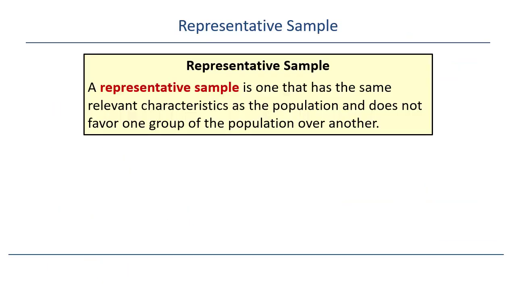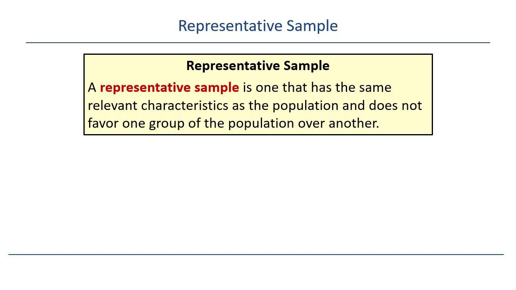A representative sample is one that has the same characteristics as the population, and therefore it doesn't favor one group of the population over another. So for instance, if you wanted to figure out how your state is going to vote on an initiative, and you know that your state is made up of, let's say, 30% Democrats, 50% Republicans, and 20% undecided.